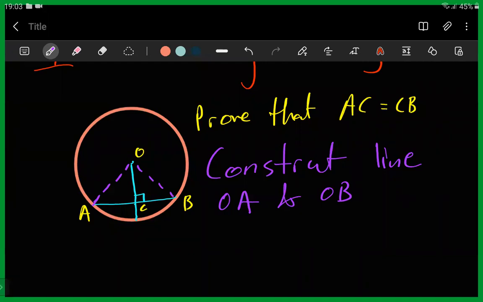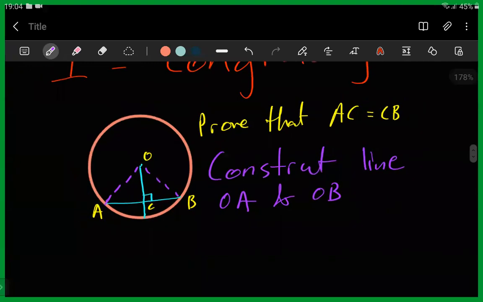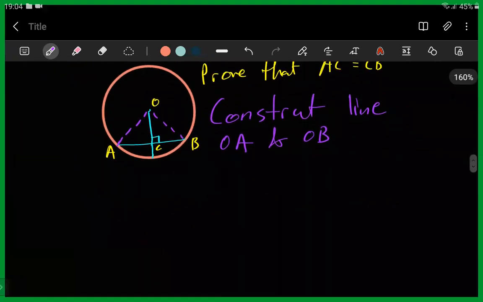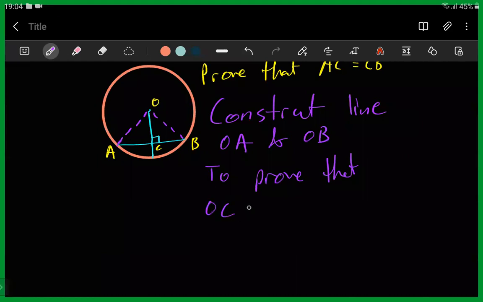So here, what did they say here? We said we should construct these lines. That's the first thing. Now you need to state what you want to do. It's almost like a reminder for yourself, you see. You've constructed these lines. Now you want to prove that triangle OCA is congruent to triangle OCB.